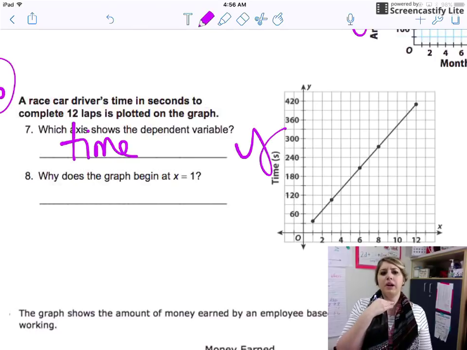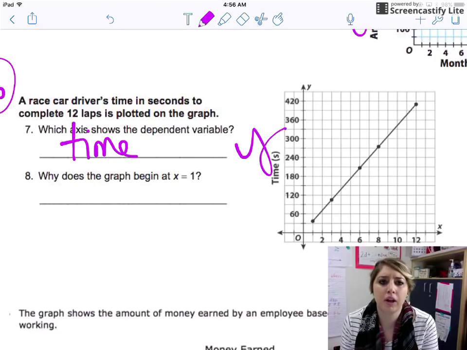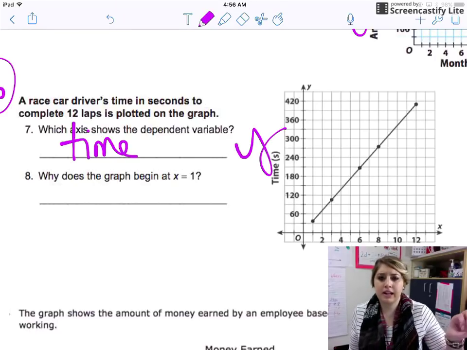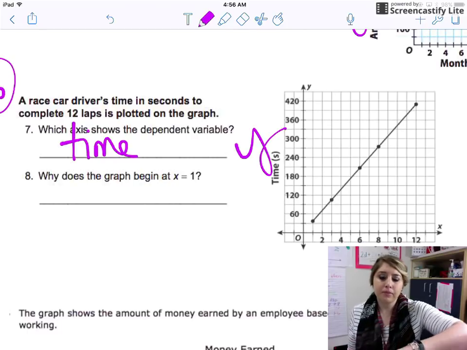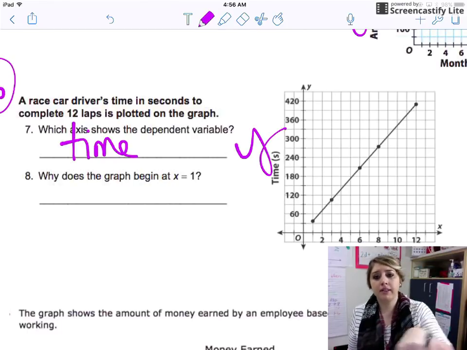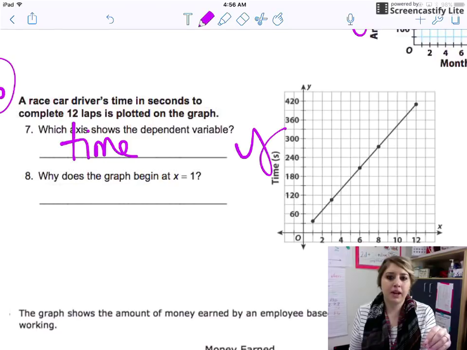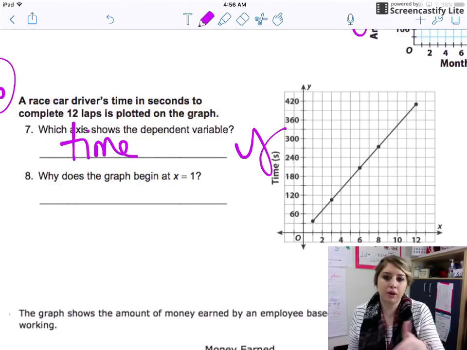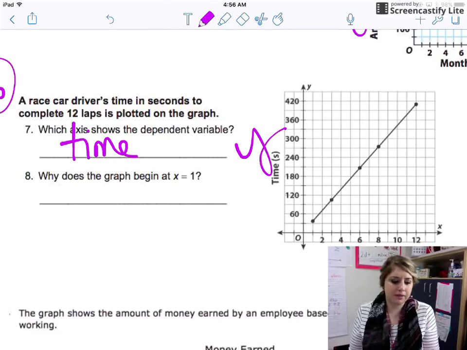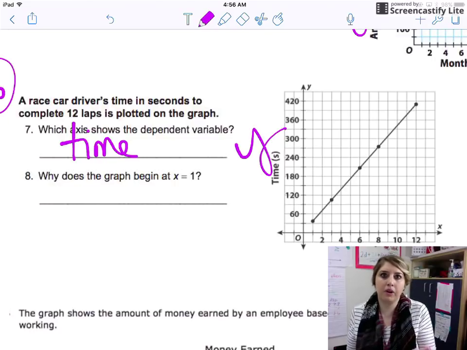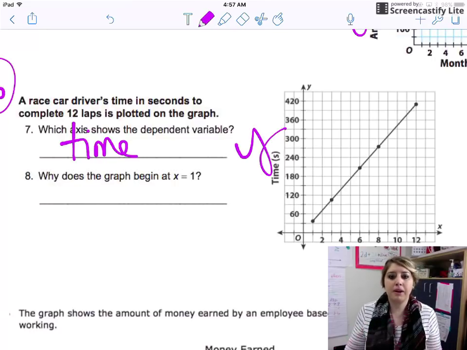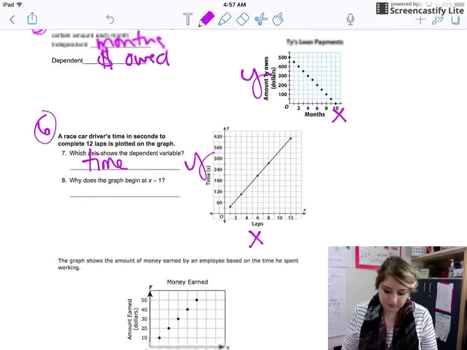And then it says, why does the graph begin at x equals 1? And so what I was thinking is it's laps, right? And then time. So with our laps, well, if we don't go a full lap, you can't do half a lap. That's not going to work. And also, if we don't start driving at all, then we're not going to have anything on the graph. So that's why it begins at x equals 1.